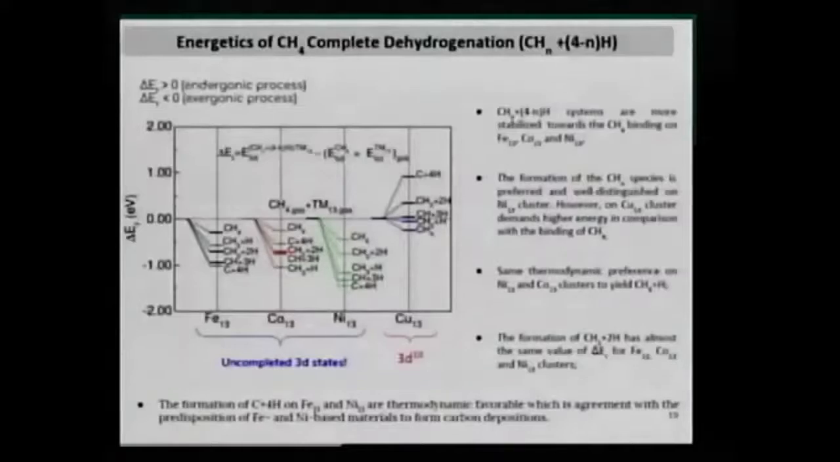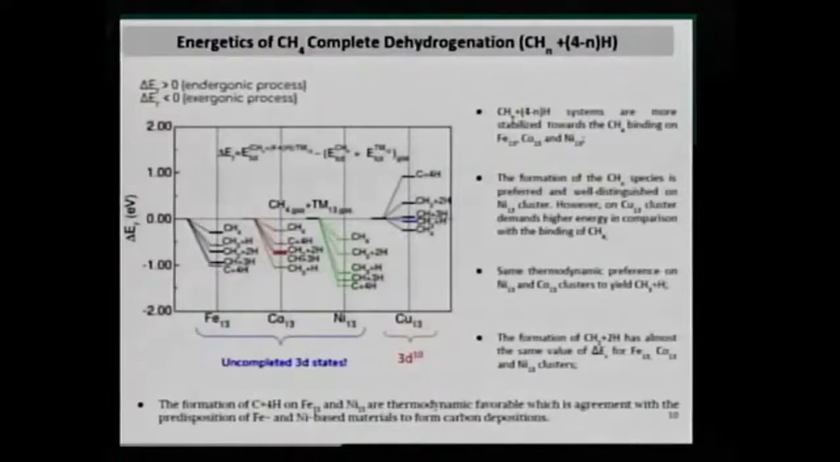Again, to try to understand the energetics of the CH4 hydrogenation, we plotted this type of graph, which is the relative energy for the reaction. You can see that we have similar behaviors for iron, cobalt, and nickel. For copper, this behavior is different. However, if we compare the binding of CH4, it is thermodynamically stable for all classes. However, it has a slight preference for nickel in comparison with the other ones.